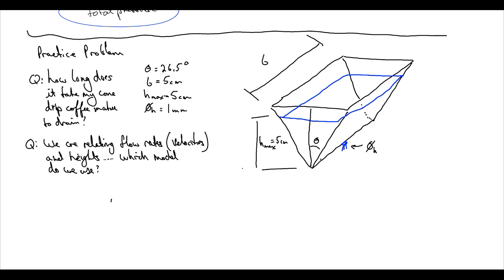And these are the approximate dimensions of this rectangle. It's about 5 centimeters high from the height of the liquid to the bottom where the hole is. The depth of this thing is about 5 centimeters. The angle here, I have approximated as 26.5 degrees for the triangle cross section. And the diameter of the hole that it's leaving is 1 millimeter.